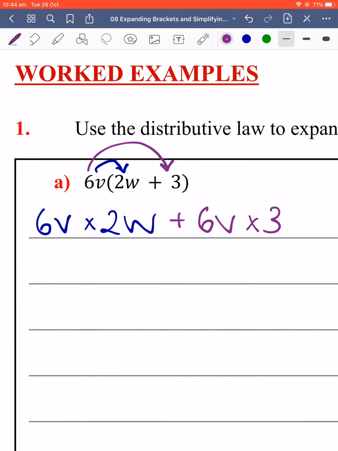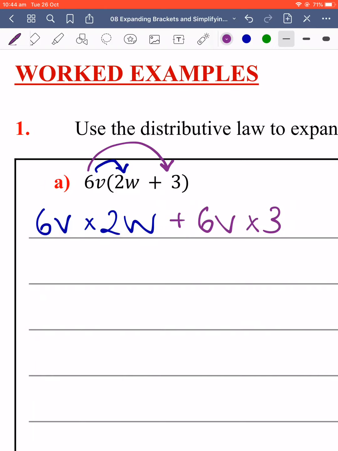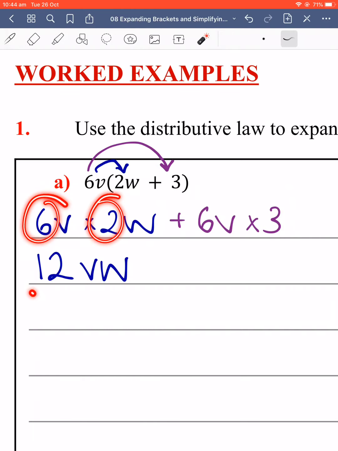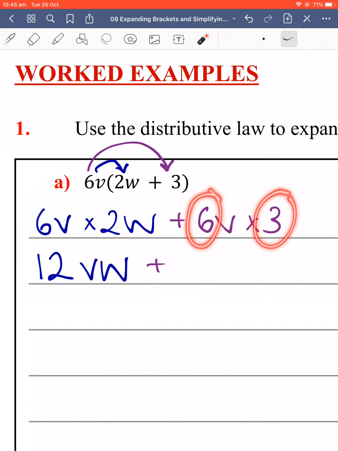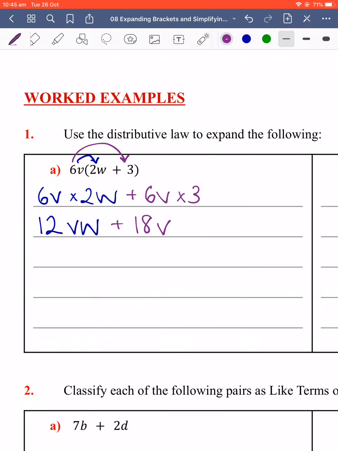Next thing I want to do is I want to multiply these. Okay, so again, we do our coefficients together first, and then we put our letters together if needed. So 6 times 2 gives me 12, and V multiplied by W gives me VW. Next one, you have the plus, then we've got 6 multiplied by 3 gives me 18, and then I've still got one pronumeral left, which is V. So that would be our first one done.